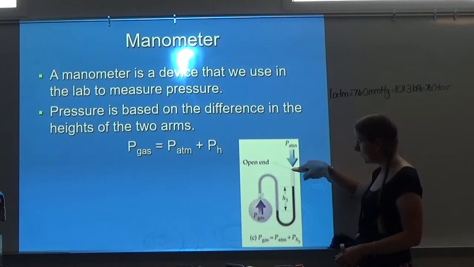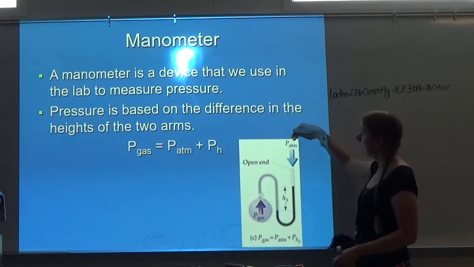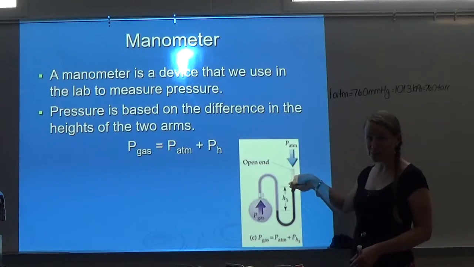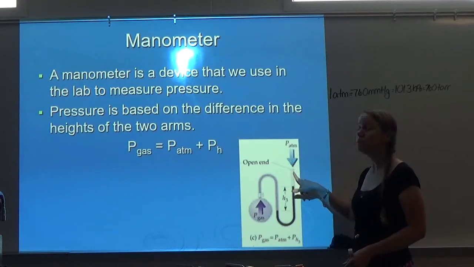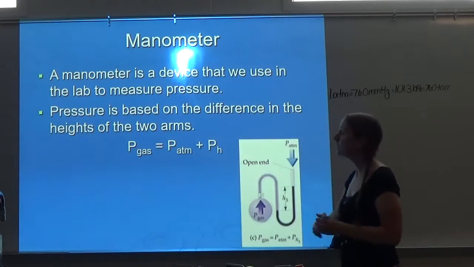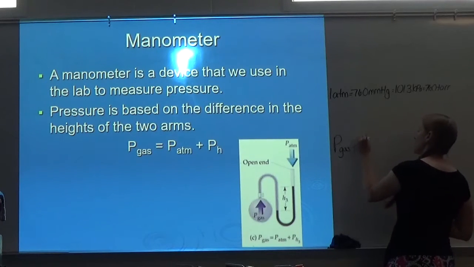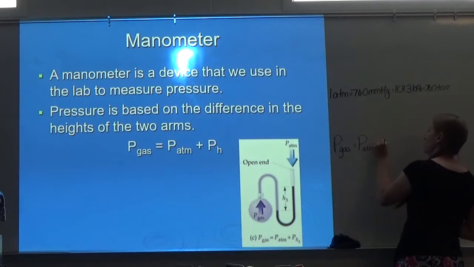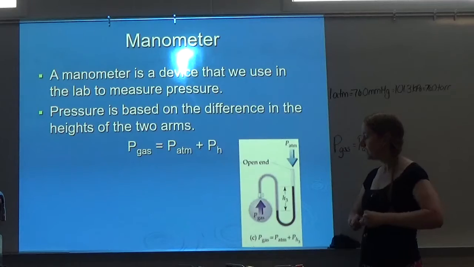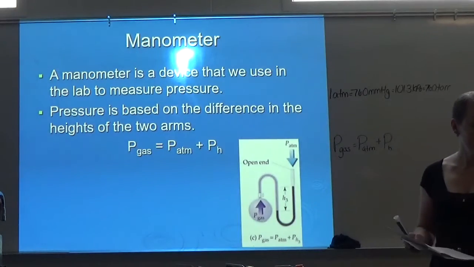Now, when it's open, like this one, see how it says open end? It'll tell you if it's open or closed, by the way. When it's open, we have to take into account atmospheric pressure, because atmospheric pressure is pressing in on this side. When it's closed, you don't take into account atmospheric pressure. So the pressure of the gas is the pressure from the atmosphere plus the height of the mercury. Okay, and so again, they'll have to give you the height. So I'll show you what I mean in the next question.